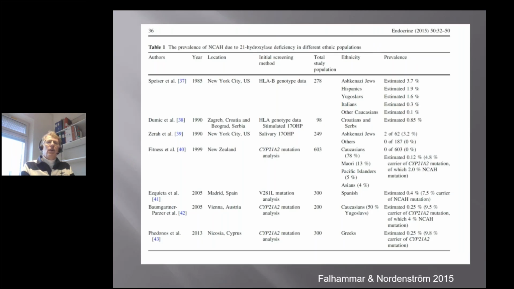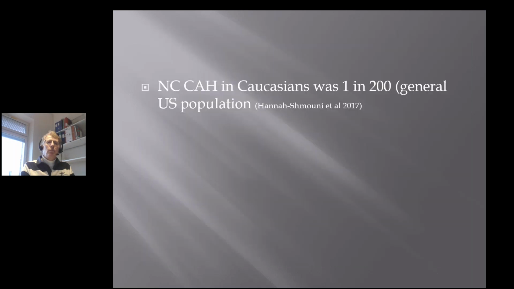The first study here is the same as the previous slide, but in the rest you can see that the frequency of non-classic CAH is up to around a percent in certain groups, but otherwise it's usually parts of a percent. And in a more recent study, the East Coast population of the US was checked. It was claimed that 1 in 200 Caucasians had non-classic CAH. That would mean it would be very, very common in your practice, but it's not.